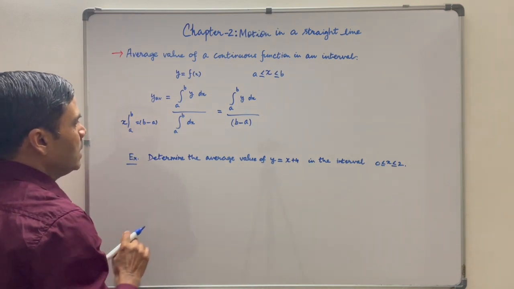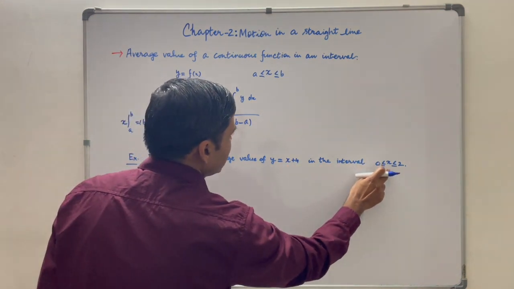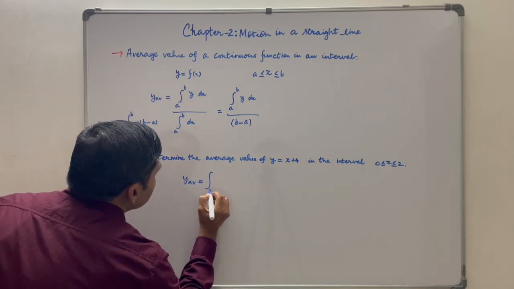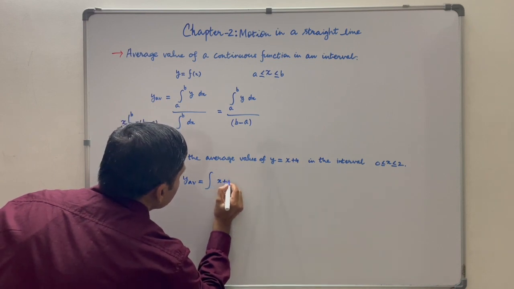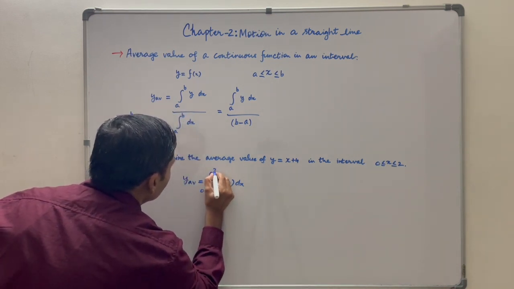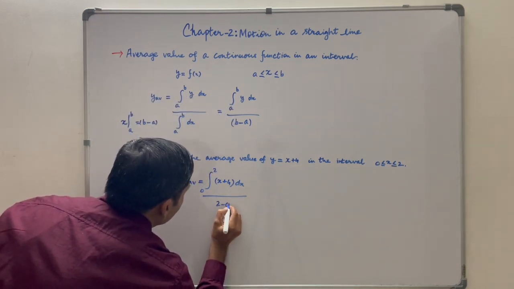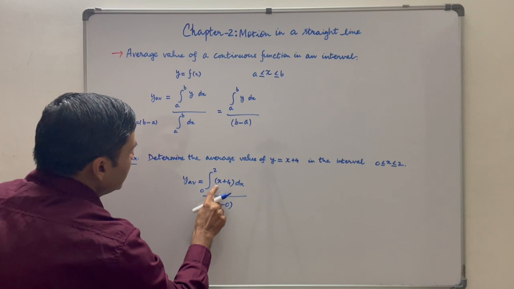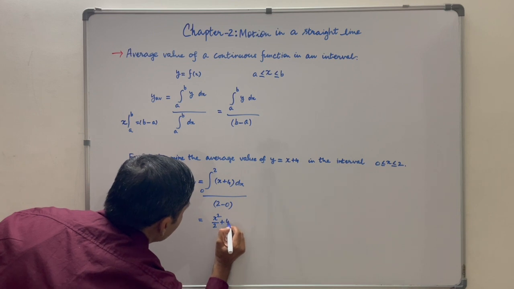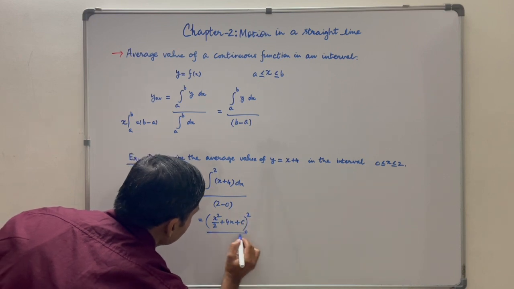Let us see this example. Determine the average value of y is equal to x plus 4 in the interval x lies between 0 to 2. Y average is equal to integration of y dx, means x plus 4 dx between the limits 0 to 2, divided by b minus a, means 2 minus 0. So integration of x plus 4 dx will be x square by 2 plus 4x plus c. Now put the limits 0 to 2 divided by 2.